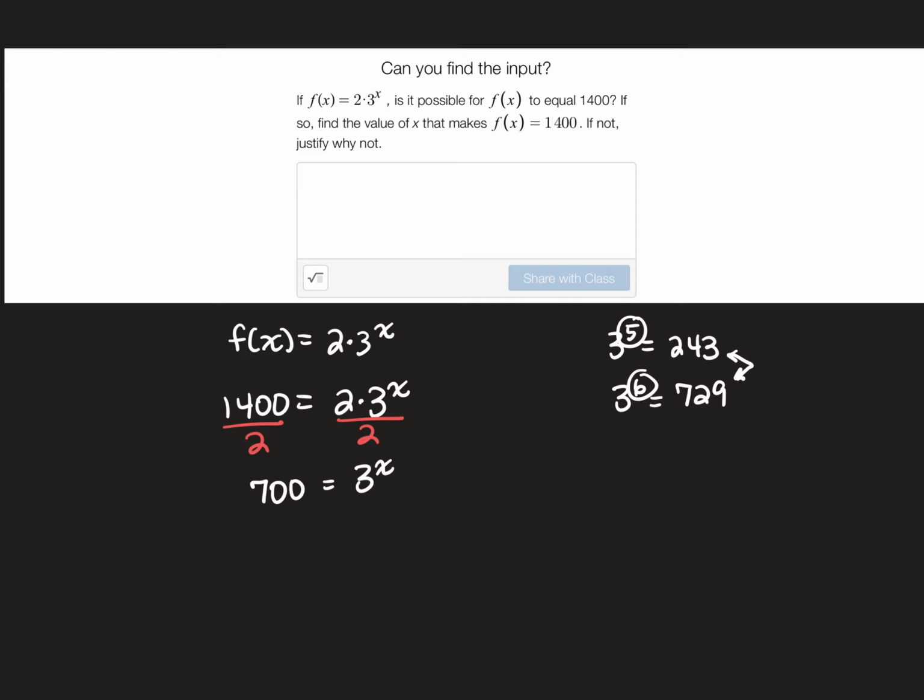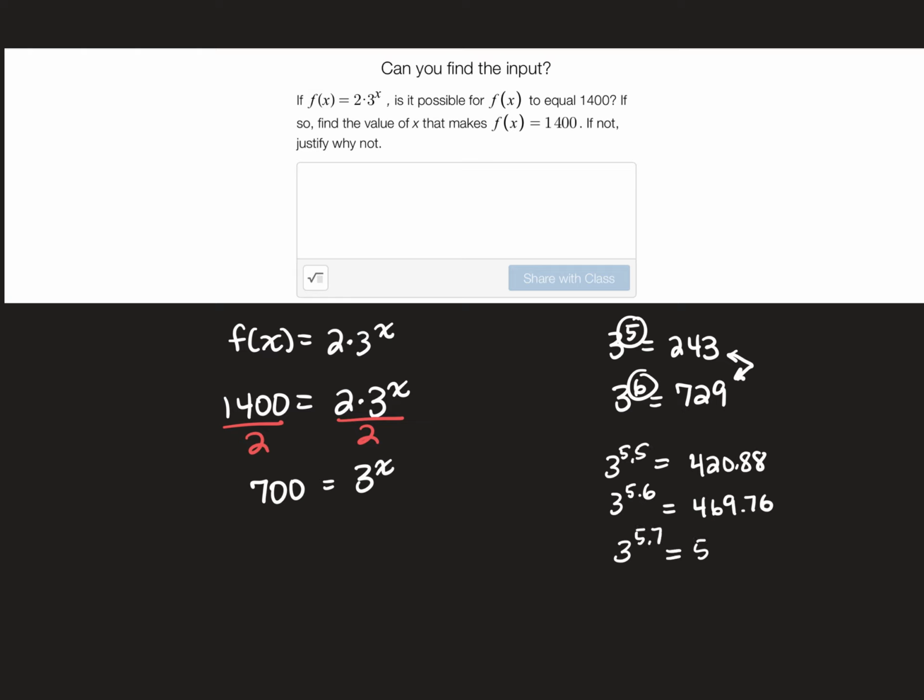So maybe you play around with some values for a little bit, and you can do this on your calculator. Maybe you try 3 to the 5.5. If we do 3 to the 5.5 power, we get 420.88. Not big enough. So maybe we try 3 to the 5.6 power, and that gives us 469.76.